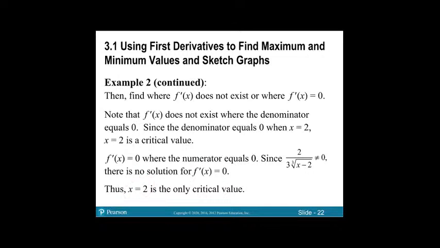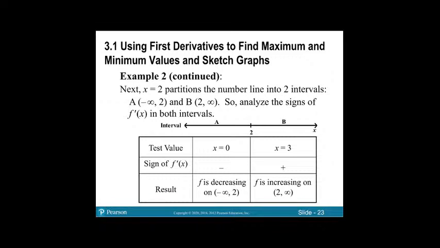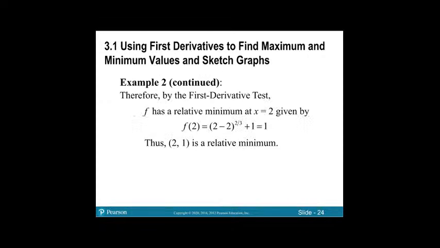So then I think they did the same thing. It should be decreasing on the left, increasing on the right, so we should have a relative min. Oh, I forgot to get the actual value. So when x is 2, that's 0, we finish with 1. So (2, 1) is going to be a relative minimum.